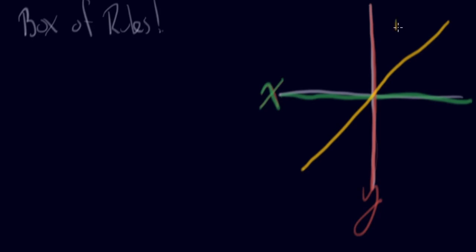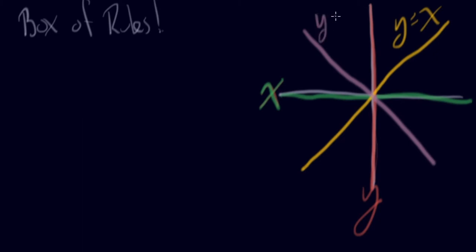And y equals x goes through the origin and has a slope of 1. So it rises 1 and runs 1. It's very nice and easy that way. And there's also y equals negative x, which is a downward slope, and it goes through the origin. Again, the slope goes down 1 and across 1. So those are the four main types.